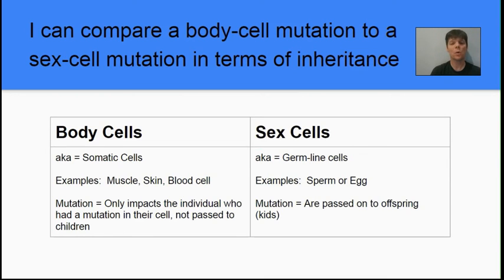It's a very different story in sex cells. These are also known as germline cells or germ cells. This is not to be confused with bacteria or viruses that we call germs. This is a different meaning for the term germ here. So germline cells are sex cells. Examples in humans would be sperm or egg cells. If there's a mutation in a germline cell, this is a mutation that will be passed on to offspring, and it's going to show up in all the cells of those offspring.